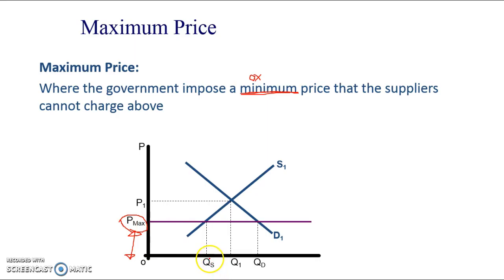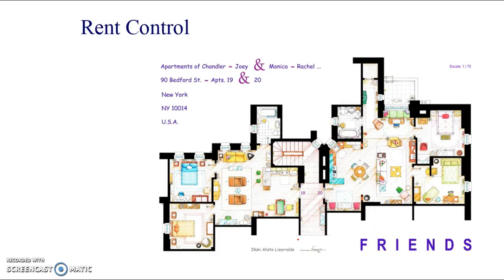And what we're going to get is a difference between the quantity supplied and the quantity demanded, so we're going to get excess demand in this market. And because it's government legislation, you're not allowed to charge above that price. We know, again, this is going to cause a bit of a black market as well. So the first example I've got is rent control.